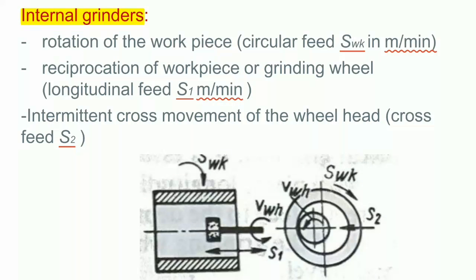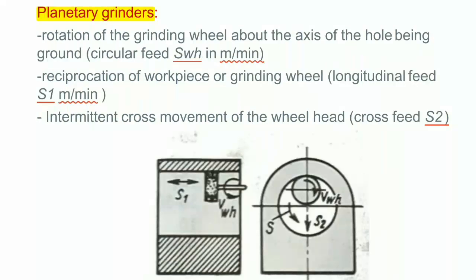Internal grinders: rotation of the workpiece, circular feed as WK in meter per minute, reciprocation of workpiece or grinding wheel, longitudinal feed S1 meter per minute, intermittent cross movement of the wheel head, cross feed S2. Planetary grinders: rotation of the grinding wheel about the axis of the hole being ground, circular feed as WH in meter per minute, reciprocation of workpiece or grinding wheel, longitudinal feed S1 meter per minute, and intermittent cross movement of the wheel head, cross feed S2.